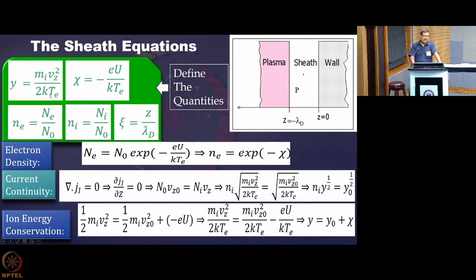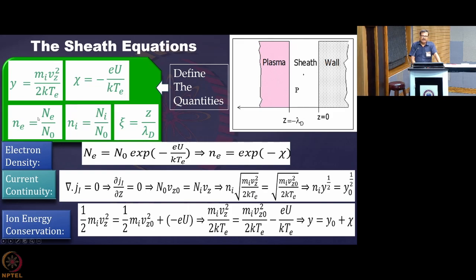Okay, so how do we define it? Here you are seeing half mi Vz square. That is the kinetic energy, and we are scaling it in terms of kTe, which is the thermal energy. So this ratio we define as y. This is a dimensionless parameter because it is energy divided by energy. Similarly, for potential energy, eU, again we scale it in terms of kTe, so this becomes a dimensionless parameter. Okay, chi equal to minus eU by kTe.